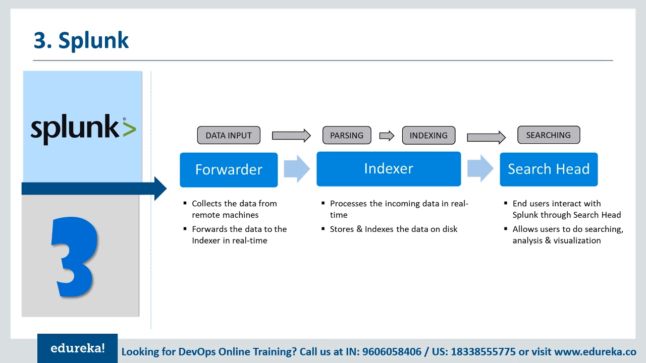First of all, Splunk will collect the data from the remote machines, and then that data is forwarded for real-time analysis. The main job of the indexer is to process the entire incoming messages in real time, and store and index the data that has been given to them on disk. That's the main job of the indexer. Parsing and indexing are part of the indexer itself.